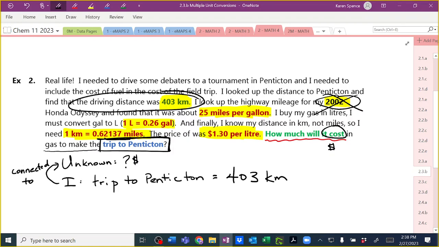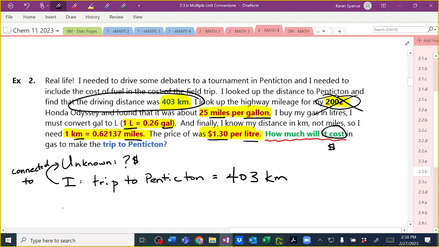25 miles per gallon, 1 liter per 0.26 gallons, 1 kilometer. You'll notice that each of these have not just 1 unit, but 2 units: miles and gallons, liters and gallons, kilometers and miles, dollars and liters. What are all of those things that have 2 different units? They're not your unknown. They're not your initial quantity. Those would be your conversion factors, okay?